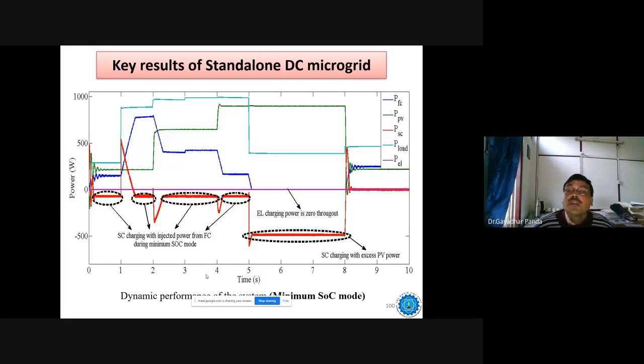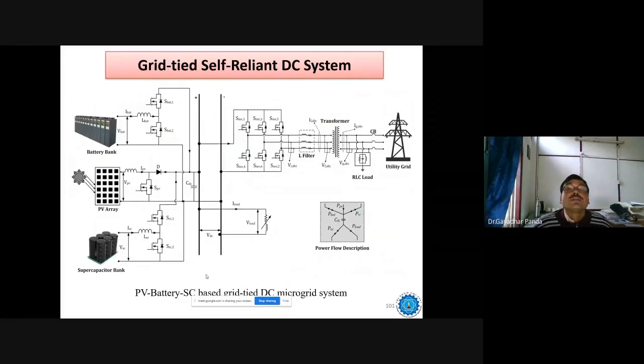And here we have taken the hydrogen fuel cell, and accordingly we have checked how it is working also. All those things there. Grid. This is a grid-tied self-reliant DC system. Before, we told you that it is a standalone system, but now the DC system is connected to the utility grid by means of the inverter.